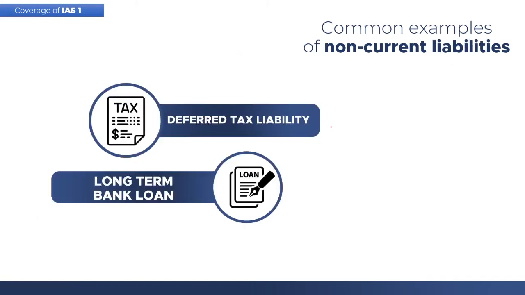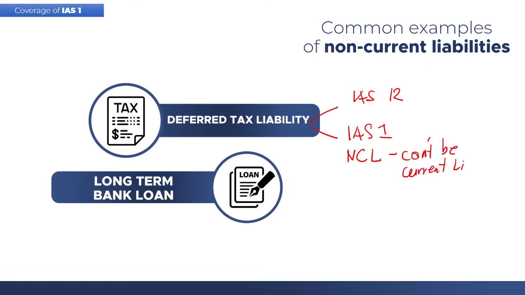Deferred tax liabilities, same as deferred tax asset. This is covered by IAS 12, and according to IAS 1, the one we discussed before, this is a non-current liability and it can never be current. These are always non-current liabilities.